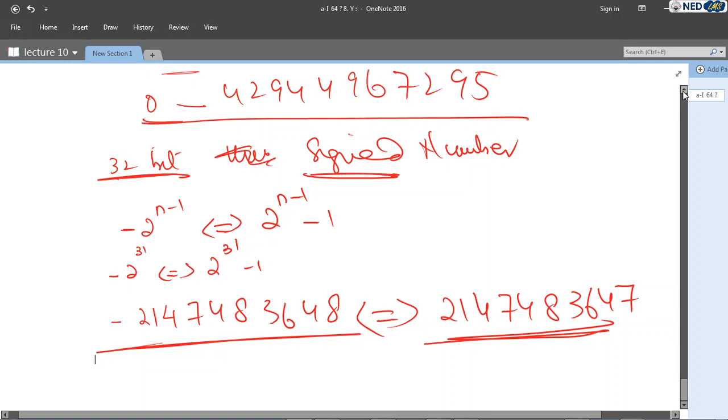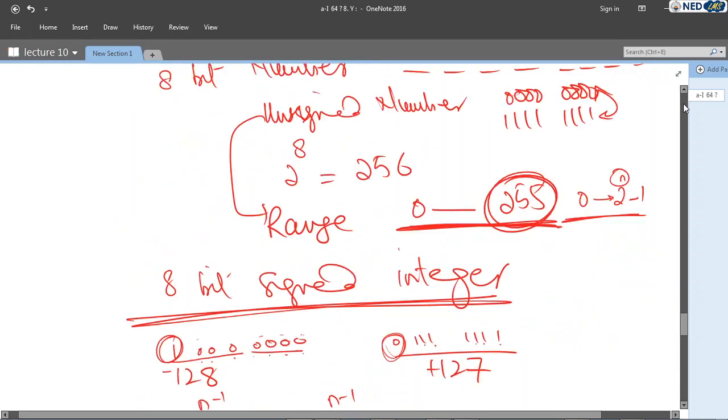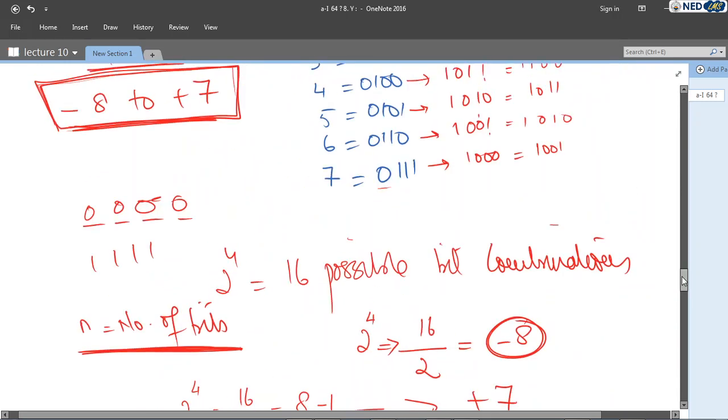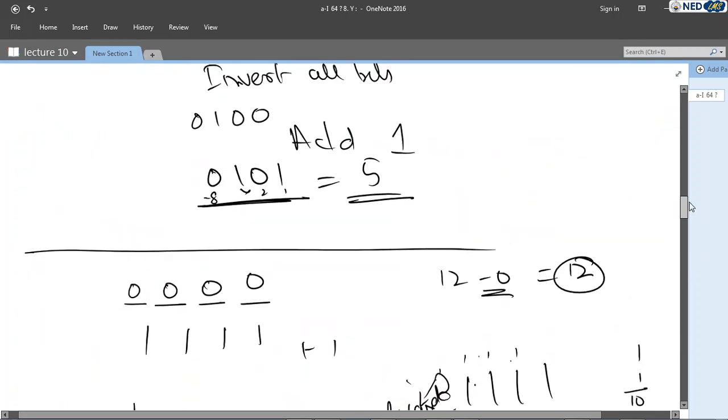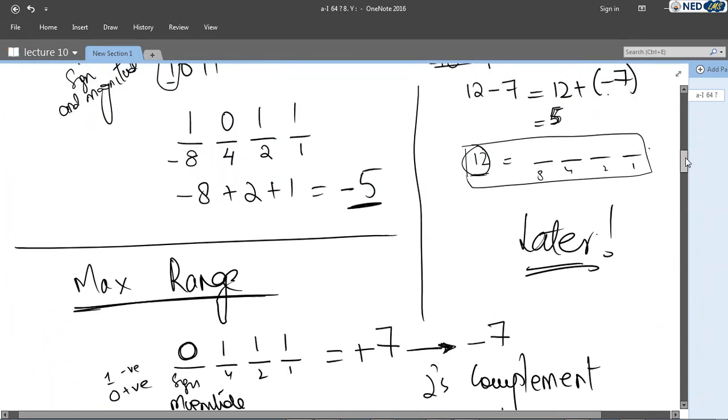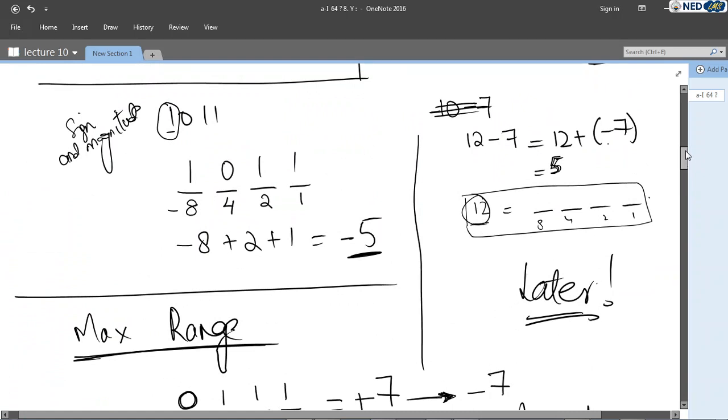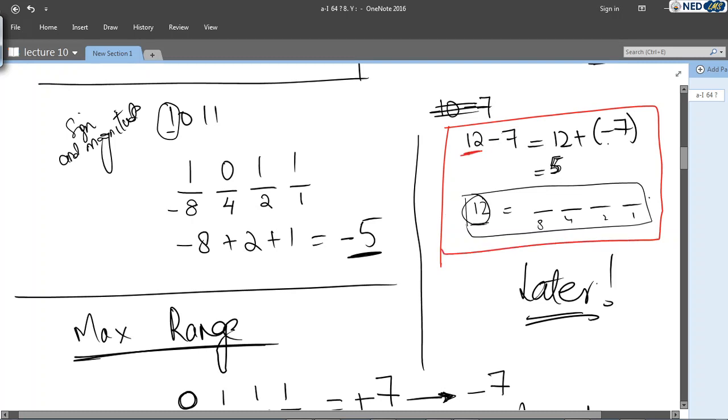But coming to the example which we saw here, I said that I'm going to do that later, so let's just leave it. I'm going to explain this in the next lecture. Now it's pretty simple: 12 cannot be represented in 4 bits. I need 5 bits for that, because for 4 bits the possible range goes from -8 to +7. I cannot represent 12 in a 4-bit integer, and that's why we have range limitations.